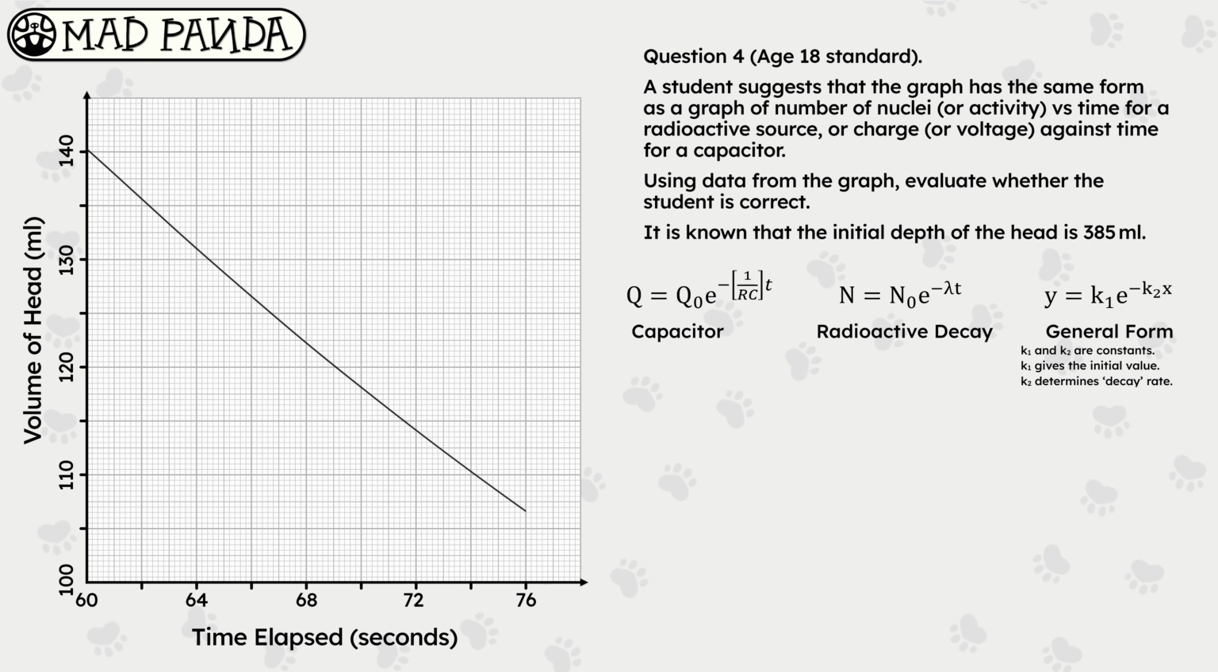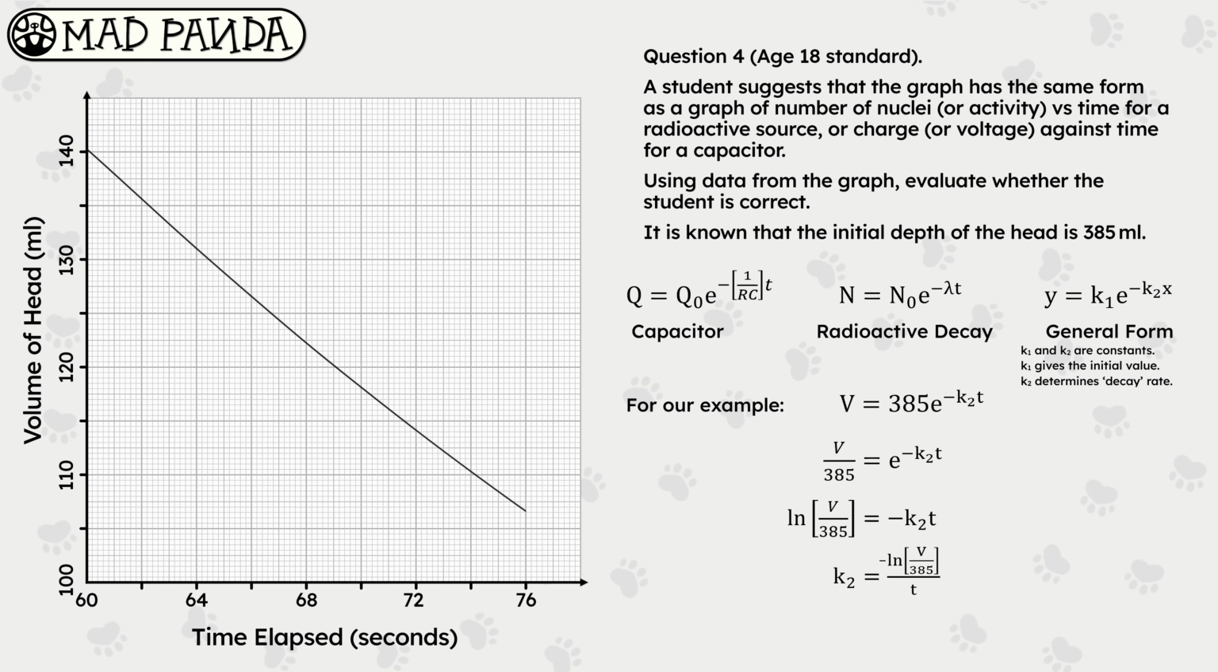And then when we put it into the general form, K1 would be the initial value of the independent value, and K2 corresponds to the decay rate. In much the same way that a radioactive source with a larger decay constant will decay more rapidly, with the general form, a larger value of K2 will give a more rapid decay. Because we've already been told in the question that the initial depth of the head is 385 millilitres, we already know what K1 is. So you can see that I've put that into our example below.